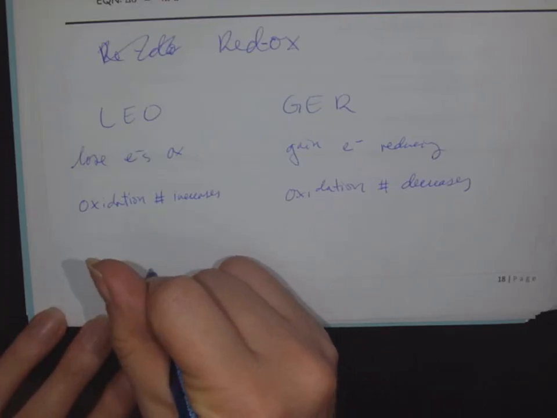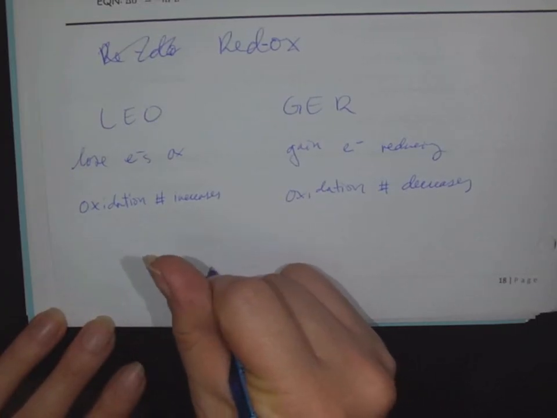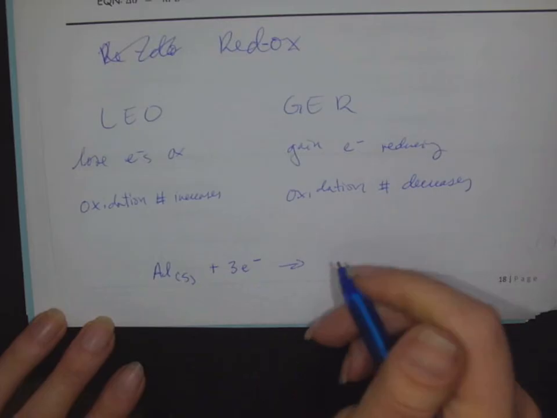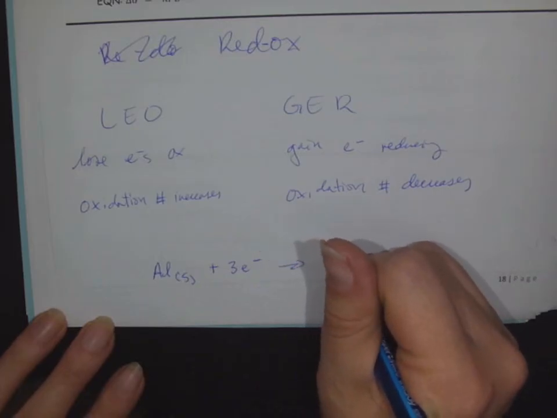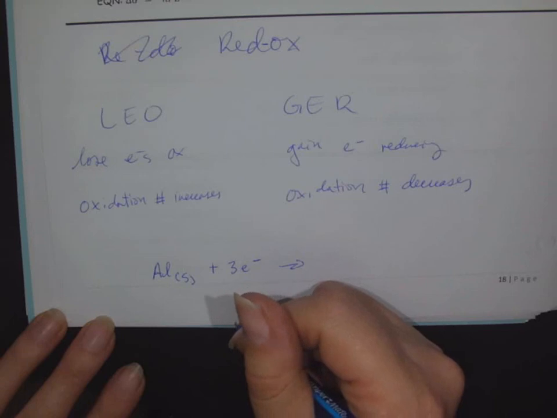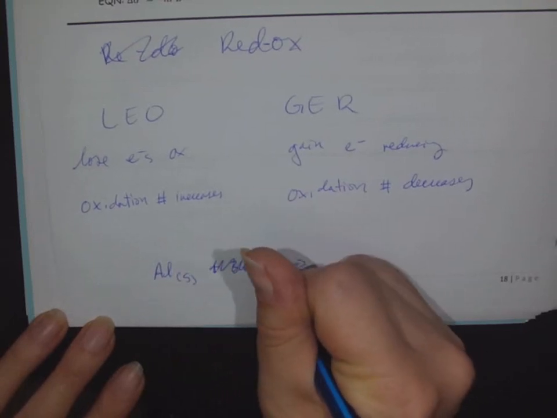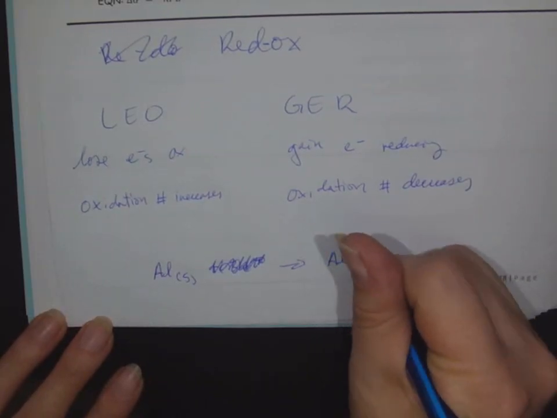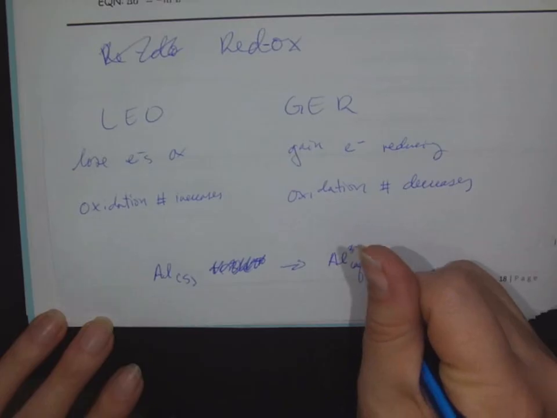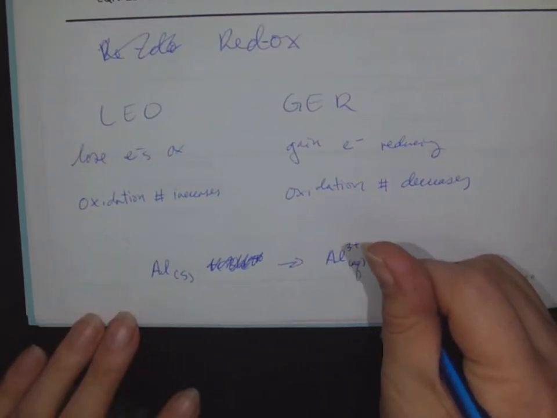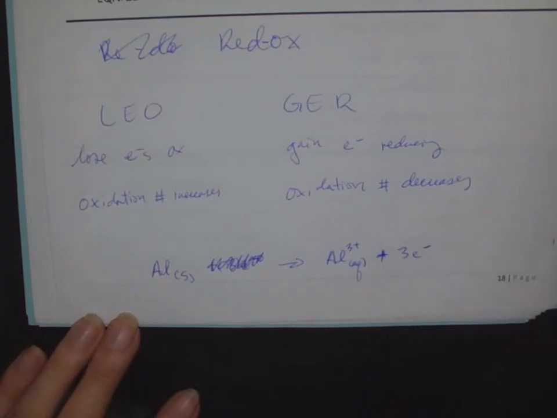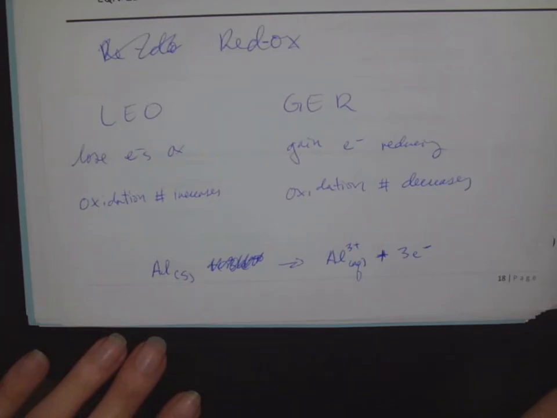Sorry, let's do this differently. We're going to take aluminum solid and it's going to lose electrons. So aluminum solid is going to turn into Al3+ aqueous, and it will have lost, not gained, those 3 electrons. Now let's decide if this is an oxidation half reaction or a reduction half reaction.